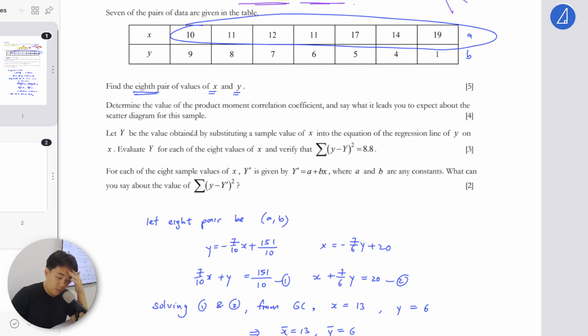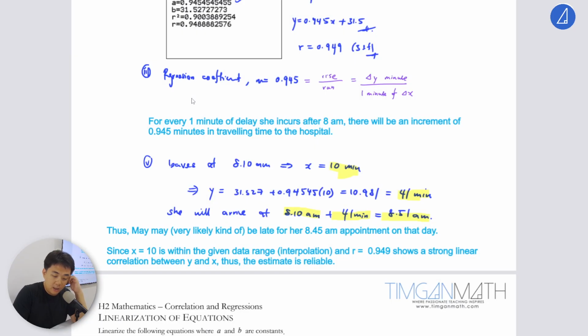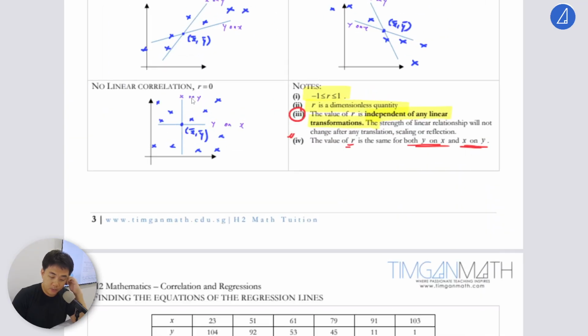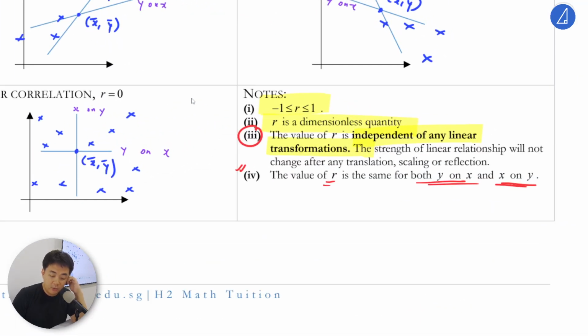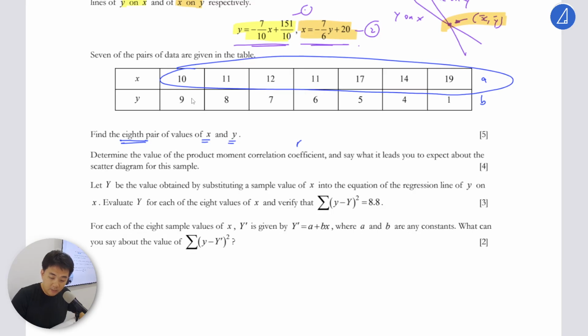Determine the product moment correlation coefficient. Say that you find the r. For y on x and x on y, the r value is the same. So basically, they are the same, so you don't have to worry about it. Remember just now what I said, the r value is the same for both y on x and x on y. So just key in the calculator, it doesn't matter. Key in the 10 and 8, the 8th pair, put it in.